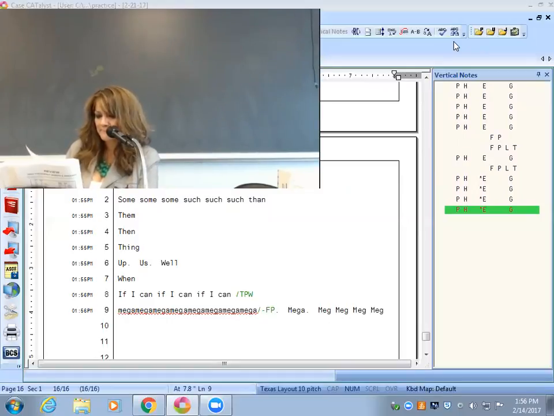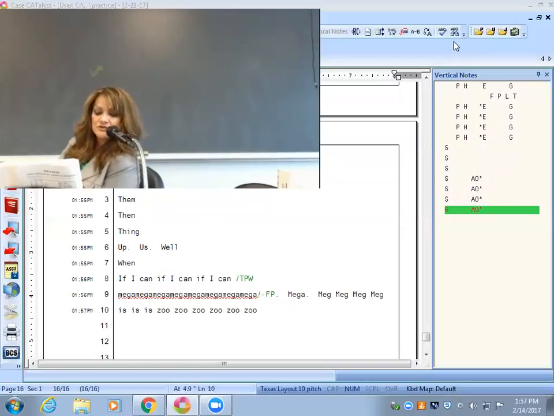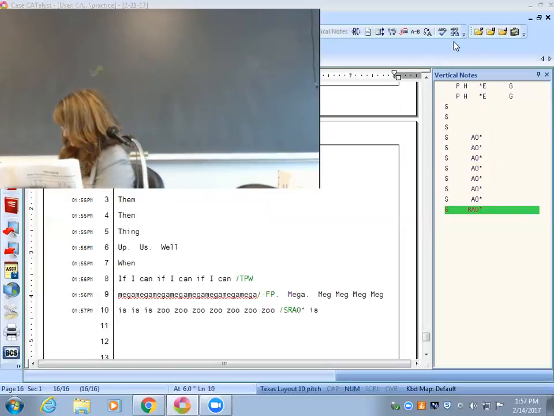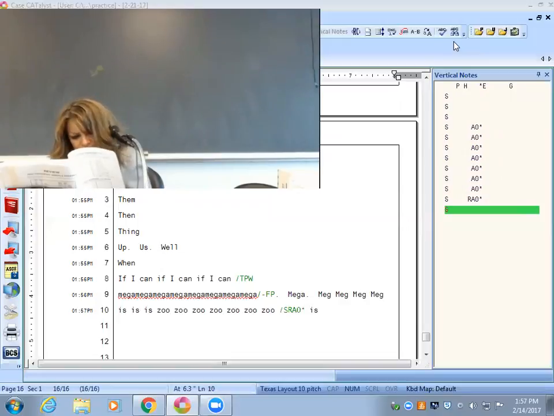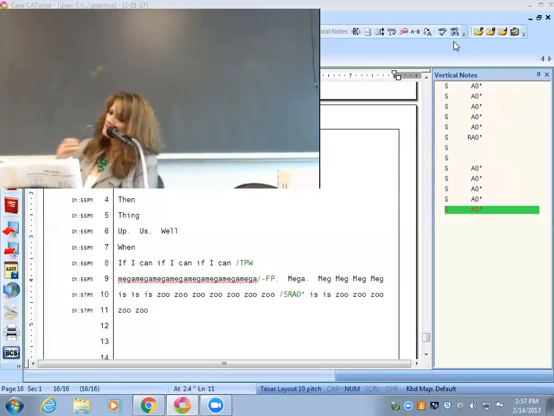Okay? Zoo. Zoo is ZAO. So zoo is S asterisk AO. Zoo. Make sure you know this. Just a minute, let me see. SAO asterisk. Sorry. And that's how you stroke zoo. Anything that ends in an OO is AO. Zoo.